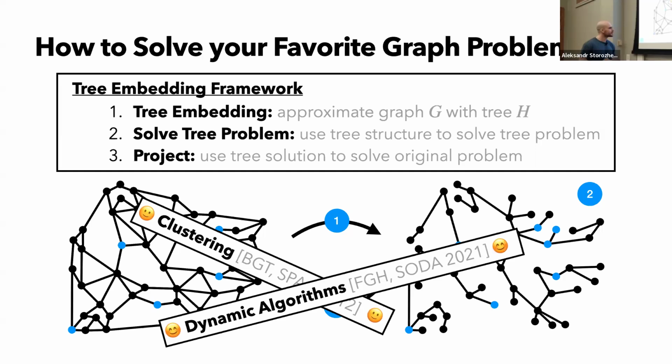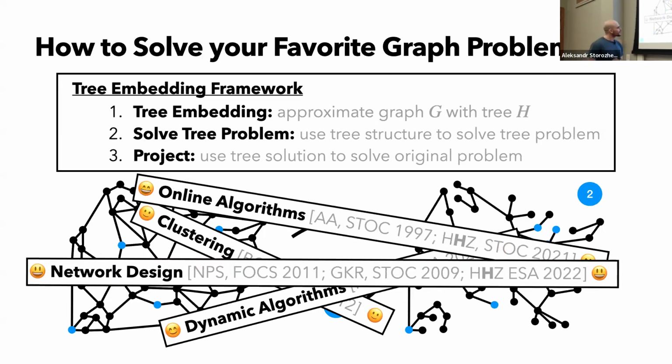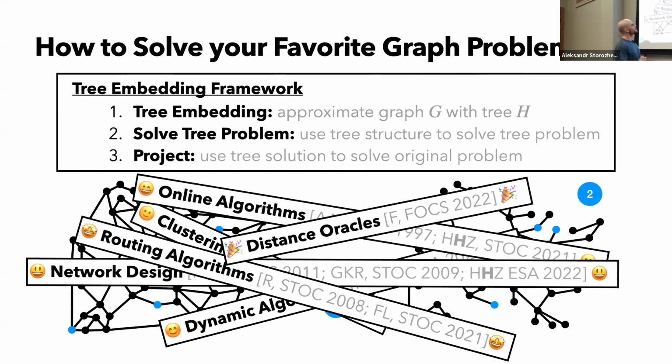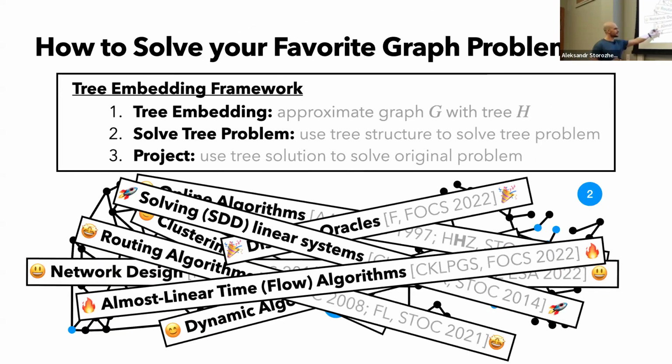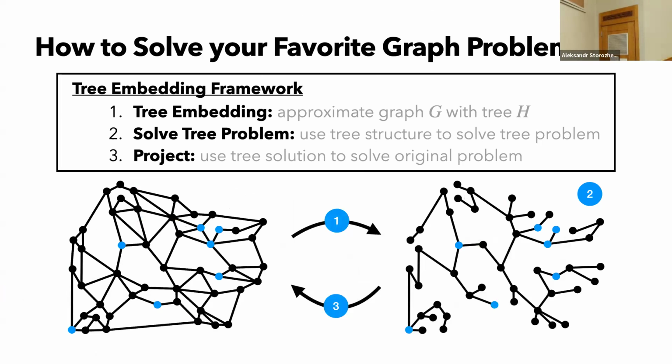So it's been used for clustering, dynamic algorithms, online algorithms, network design, routing algorithms, distance oracles, solving SDD linear systems, and recent breakthroughs in almost linear time algorithms for max flow. And this is all to say that people care about approximating arbitrary graphs with trees, and it's been enormously successful in graph algorithms. So, of course, if this is your framework, you might naturally ask, well, what do you actually mean by approximate the input graph with a tree?